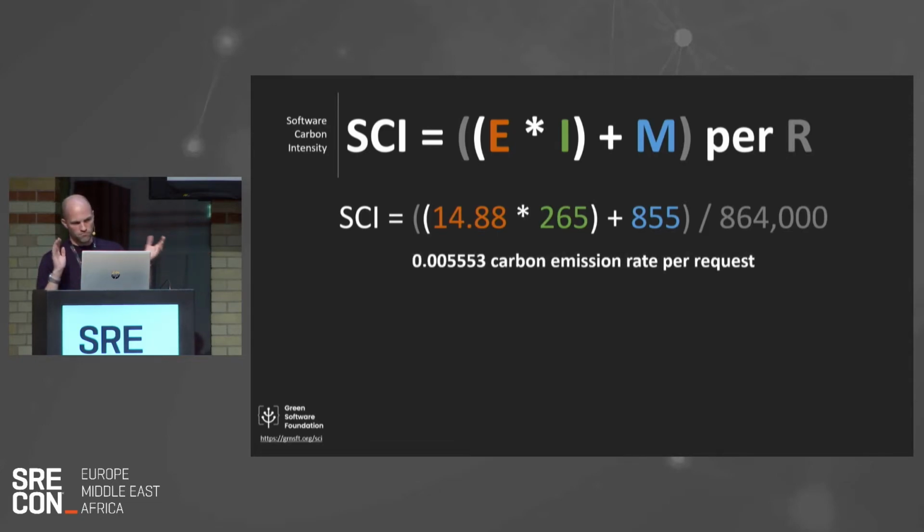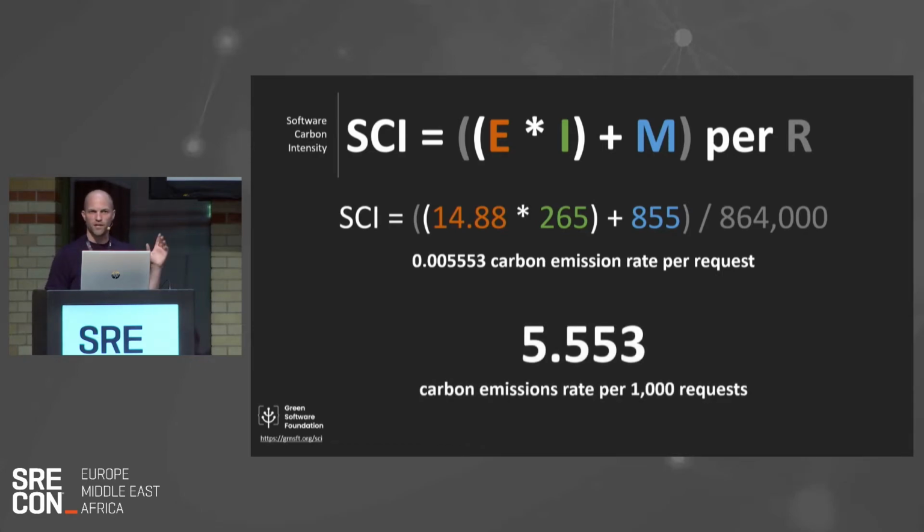It ends up being that number, your emission rate per request. I don't think that number looks pretty enough, so we're going to multiply by 1,000 requests, and we'll say that this is now our carbon emission rate per 1,000 requests of this system. So that one machine, 5.553 is your emission rate for your system.